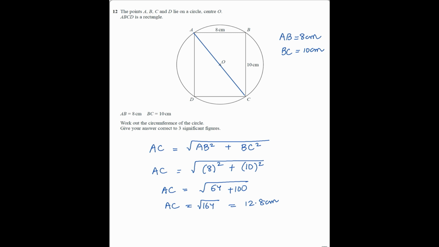Now that we know the diameter, it's time to go full circle. Let's calculate the circumference. The formula for the circumference is pi times diameter. So C equals pi times the square root of 164. And if we do this calculation in the calculator, taking pi as it is in the calculator, you will get 40.2 centimeters in three significant figures.